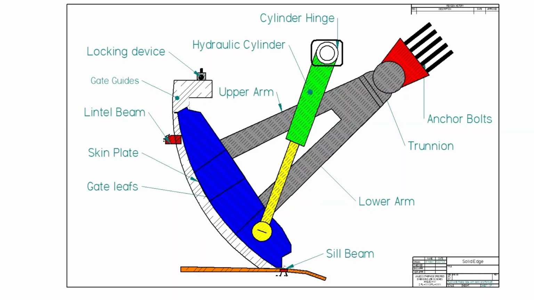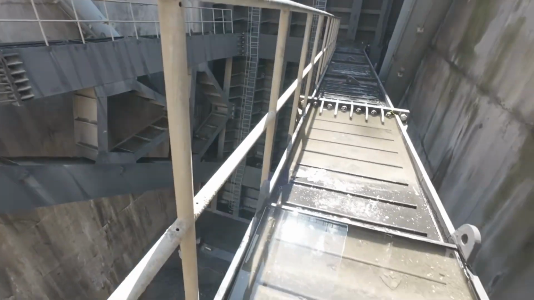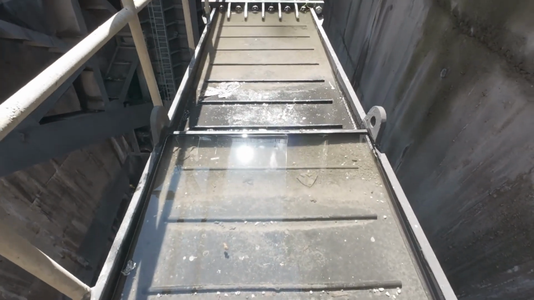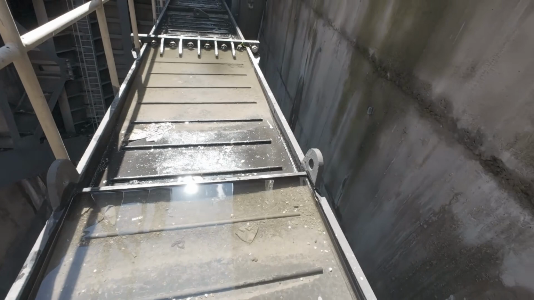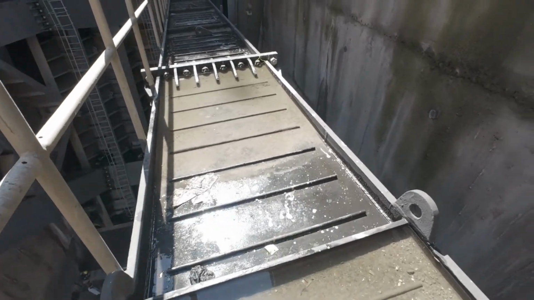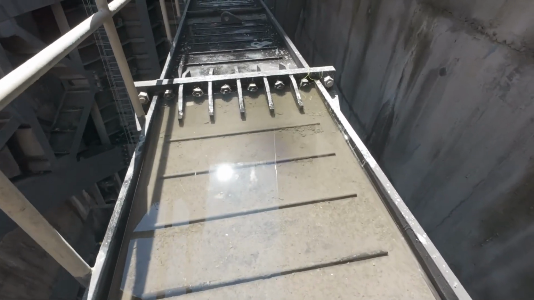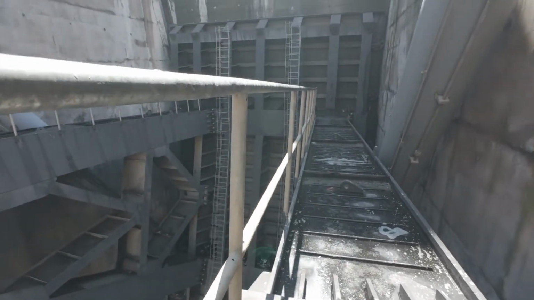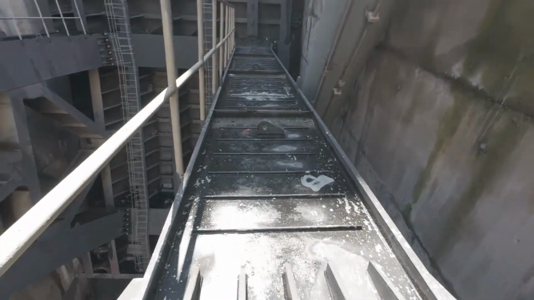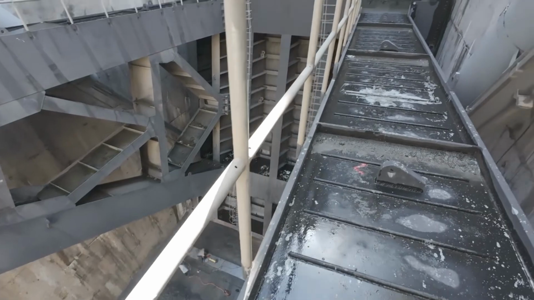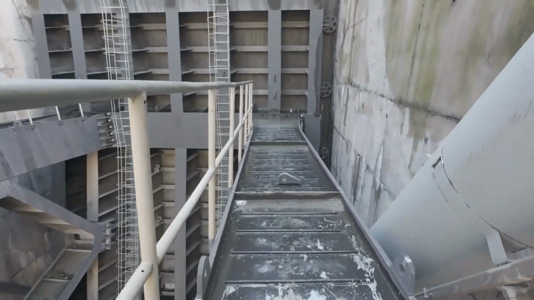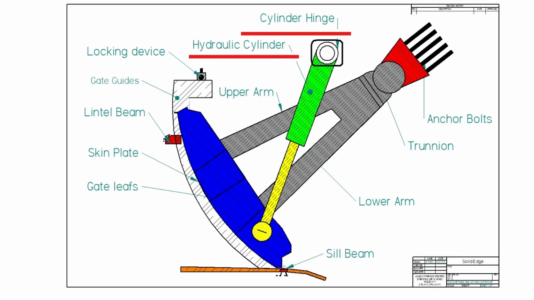3. Upper arm and lower arm. These structural supports connect the gate leaf to the trunnion. The upper and lower arms ensure the gate moves as a single unit when it rotates, handling immense forces acting on the gate. Watch as we take a walk along the upper arm of this massive 440-ton radial gate, experiencing its sheer scale up close.